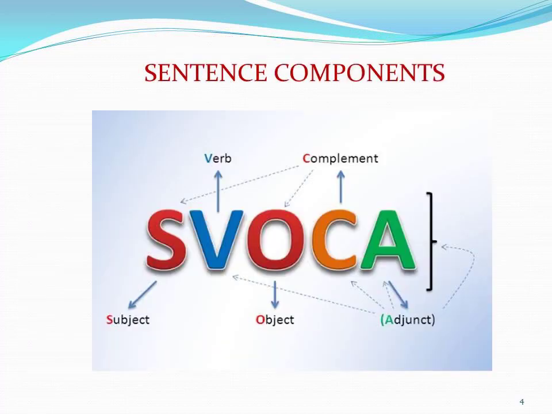To make a sentence, we need sentence components. In English, there are 5 components to make a meaningful sentence. S for subject, V for verb, O for object, C for complement, and finally A for adjunct. Let us see the definitions for the sentence components one by one. First, we are going to see the definition for the subject.